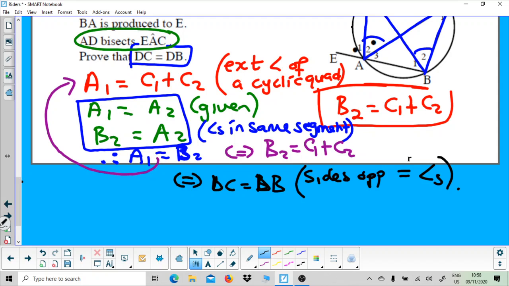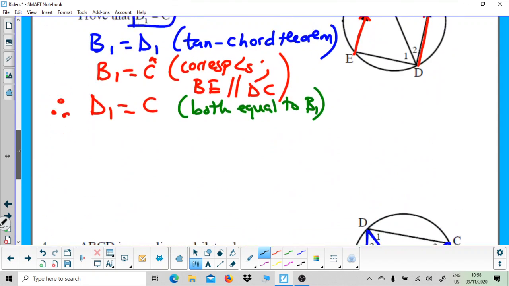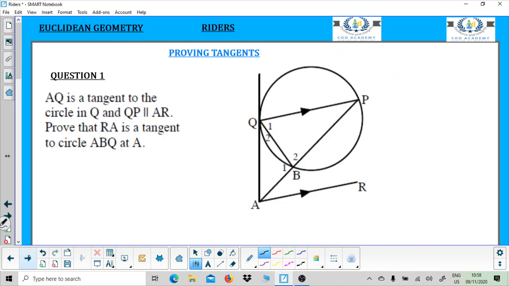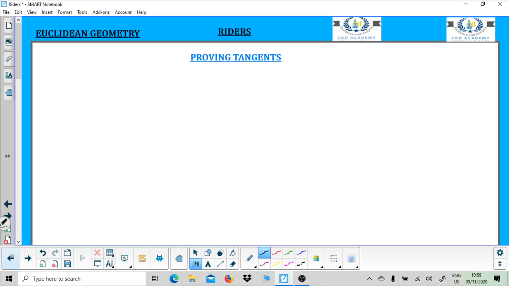Now that we have sorted that one out, let me show you a different skill altogether. There are things where we don't only prove angles to be equal or sides to be equal or parallel lines. We also have more interesting things such as proving that a line is a tangent. It's a very good thing to know. How do we prove that a line is a tangent to a circle?